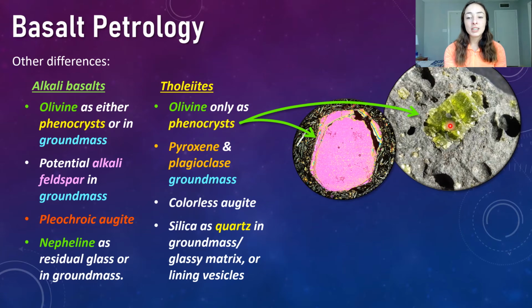So olivine is present as big clasts in tholeiitic basalts, and it does not show up in the groundmass, as opposed to an alkali basalt. It can be present in the groundmass.